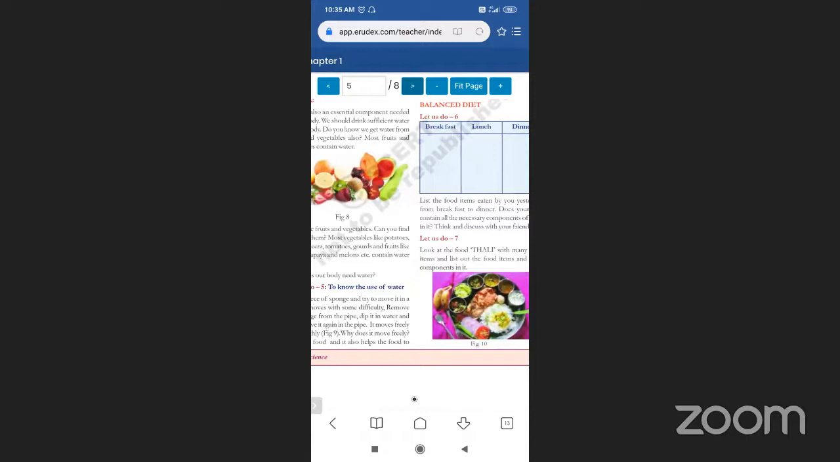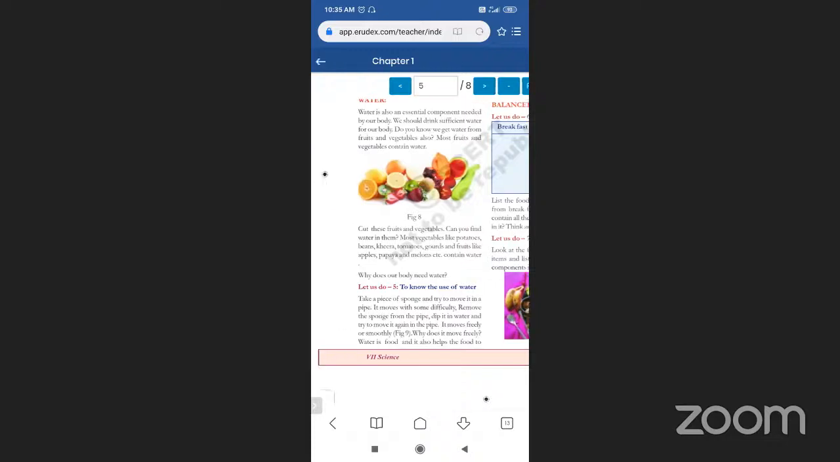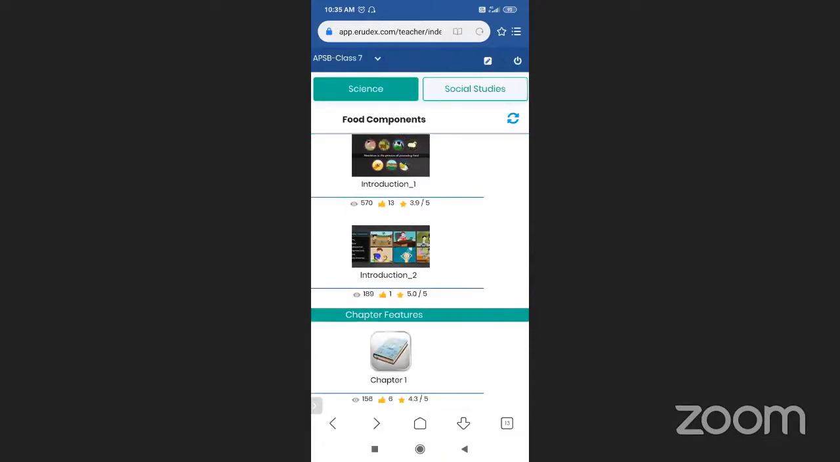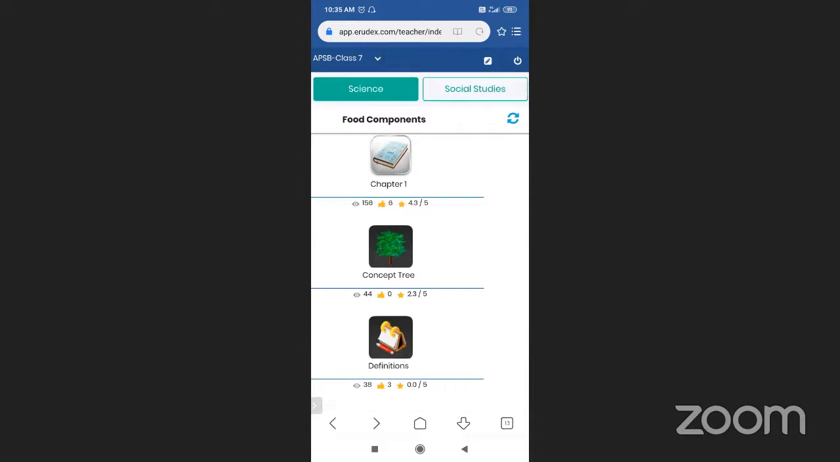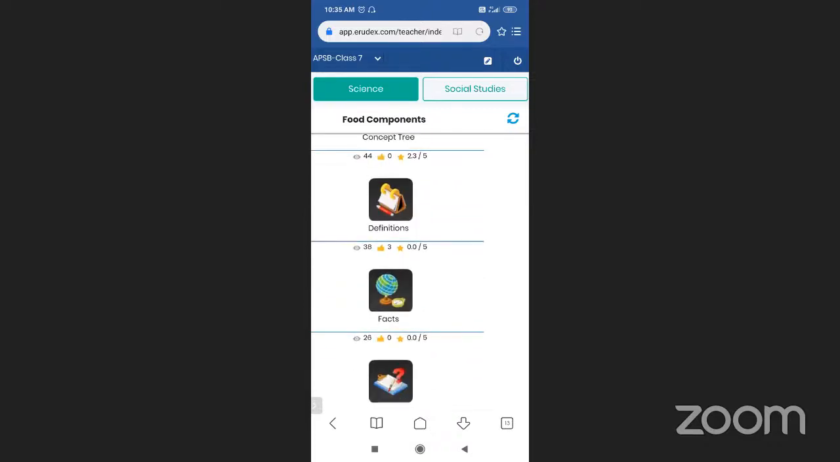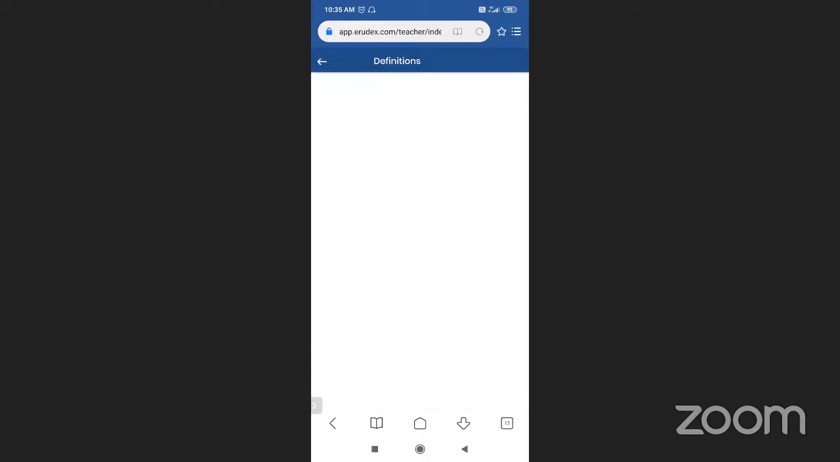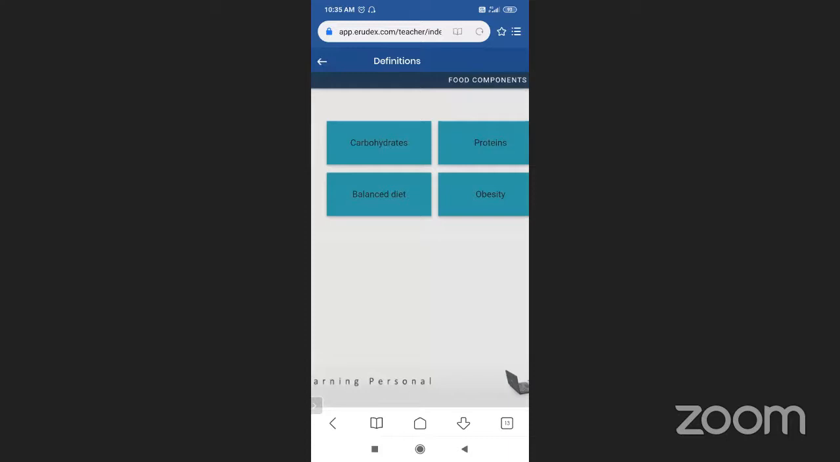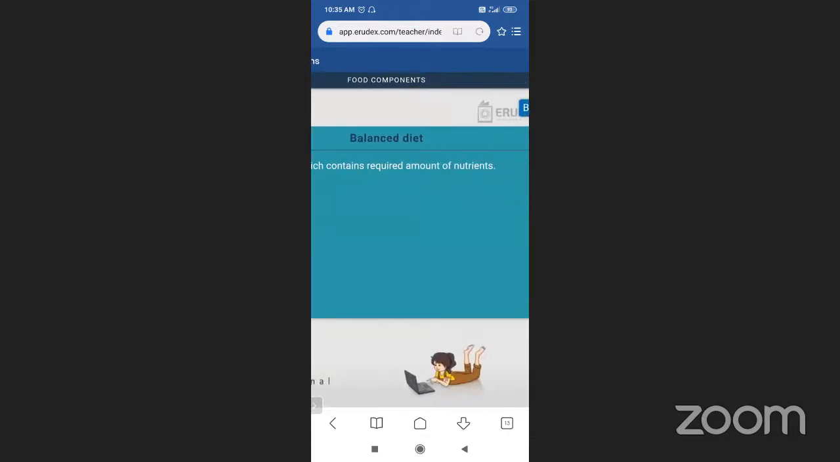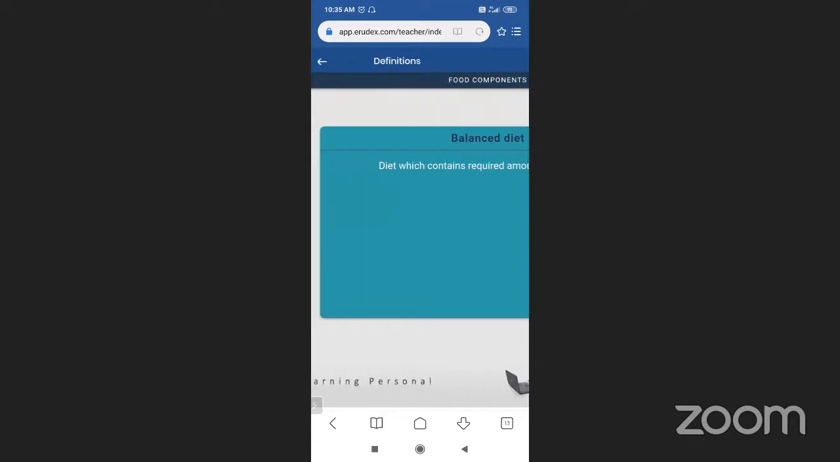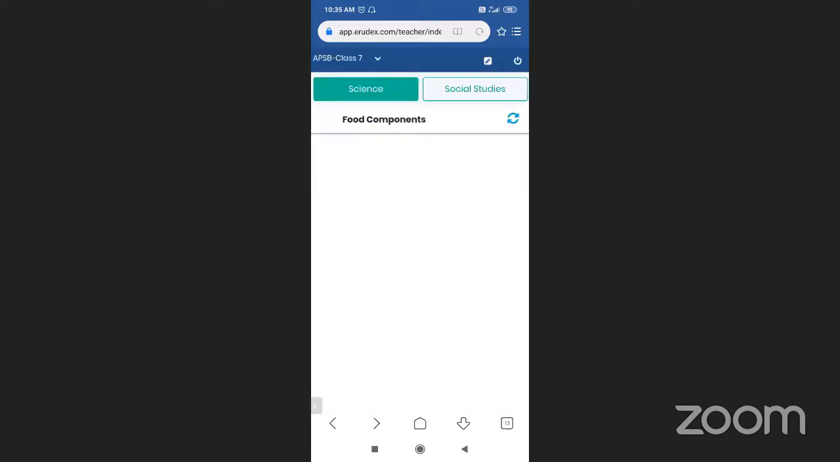Here I'm using the Erudex app to show the textbook part. Here is the concept tree. If you open the concept tree, a big flowchart will come related to this lesson, showing what the topics and important points are. Everything will come. You can open and see it once, and definitions for each and everything are available here. Balanced diet: diet which contains the required amount of nutrients. It's called balanced diet. Different types of definitions are available.